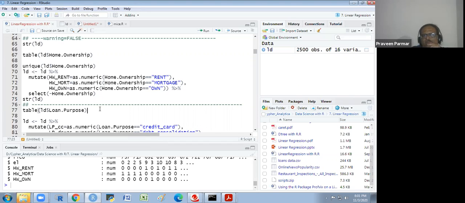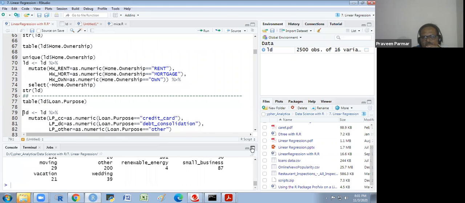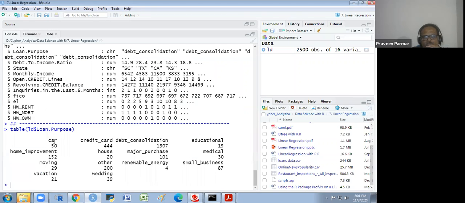Okay. Now we see the loan purpose. So we see how many loan purposes there are. You see there are so many: 1, 2, 3, 4, 5, 6, 7, 8, 9, 10, 11, 12, 13, 14. If we create dummy variables, it is k minus 1, so we would require 13 dummy variables. That is too much.